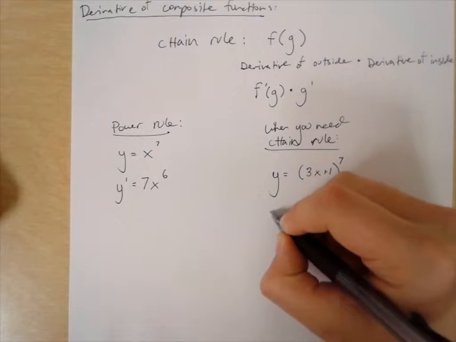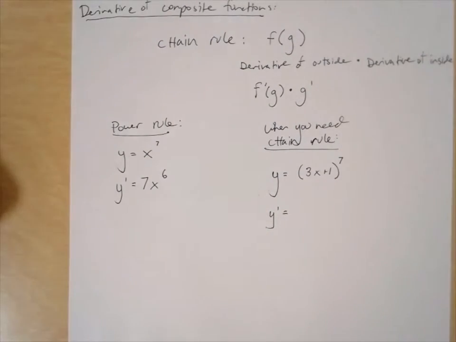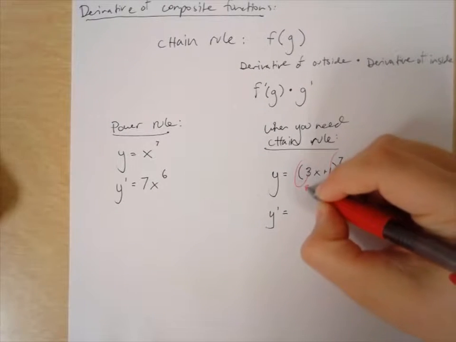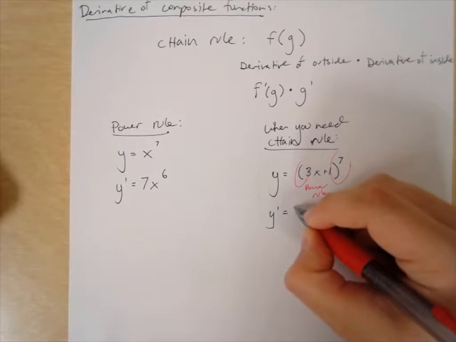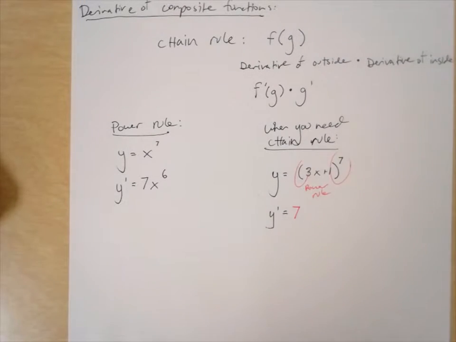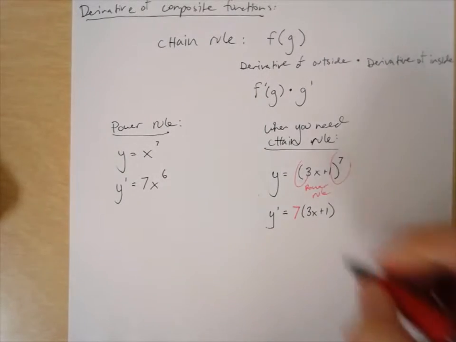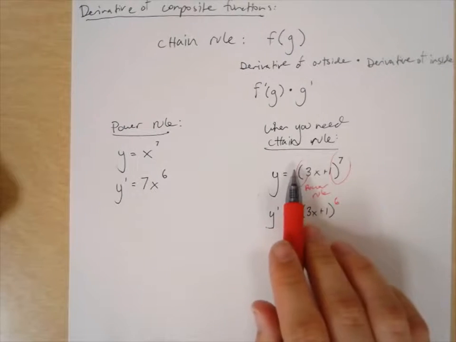So we're going to say that y prime is equal to, again, here's what we're doing. We're taking this stuff and we're going to use the power rule. And so we're going to say 7 in front of what's inside to the 6th. And that takes care of the outside.